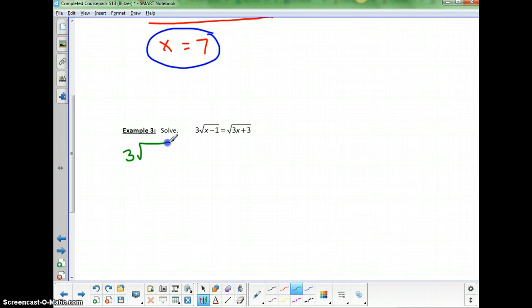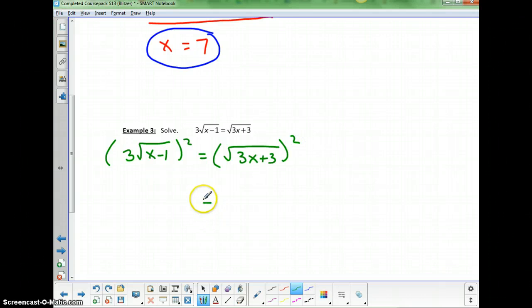Okay, so I've got 3 square root of x minus 1 equals square root of 3x plus 3. And we're going to square both sides of this equation. Look at the right-hand side first. The square and the square root are opposites of each other. The square root is over everything, so those are just going to cancel right out, and we're going to get 3x plus 3.